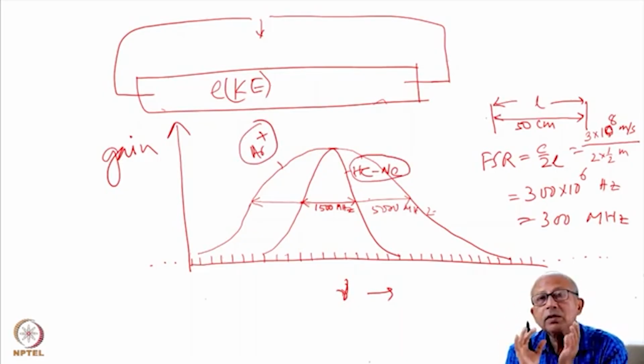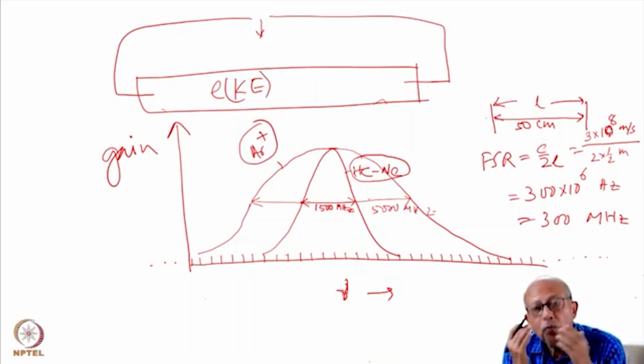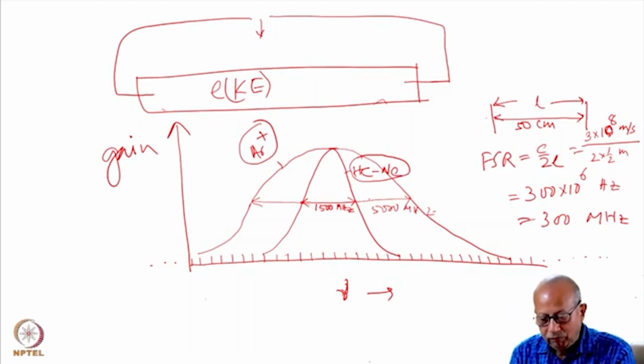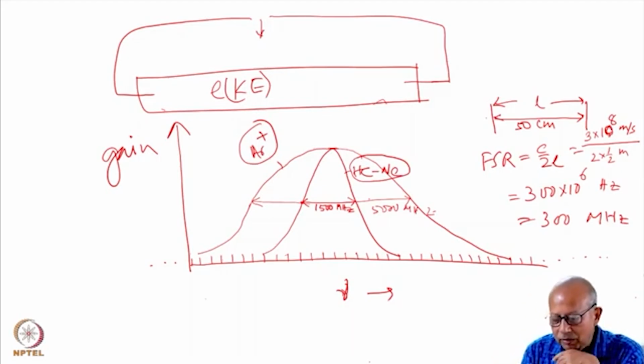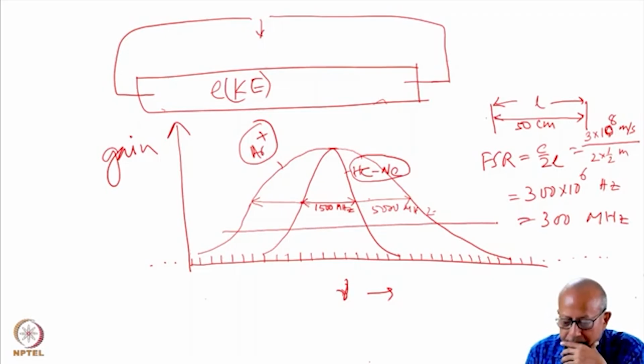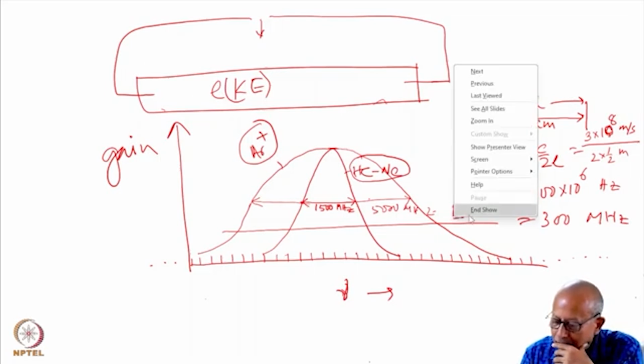So for this, we must first know the location of the loss line. Suppose for both the lasers, just for sake of clarity, for simplifying this explanation, we assume that for both the lasers, the loss line is located somewhere here. So this is the loss line.